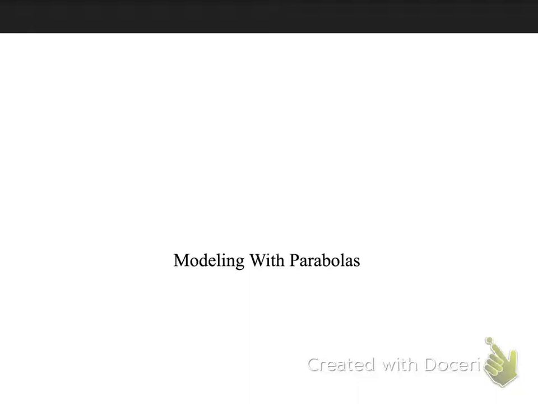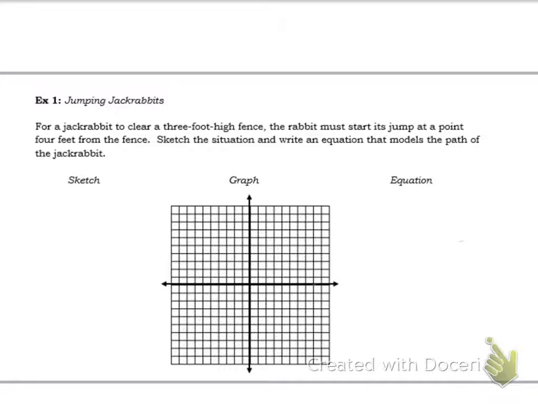Okay, in this video we're going to be modeling parabolas based on some story problems. For a jackrabbit to clear a 3-foot high fence, the rabbit must jump at its starting point 4 feet from the fence. Sketch a situation, graph it, and find the equation.